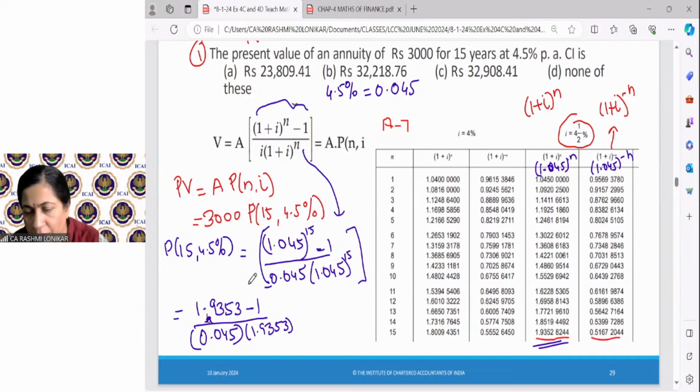Okay. Now we will solve this. This is equal to how much? Let's just see. This will be equal to 0.9353 divided by 0.045, divided by 1.9353. This should come to, I think, 10.7396. Okay. So PV is this much.